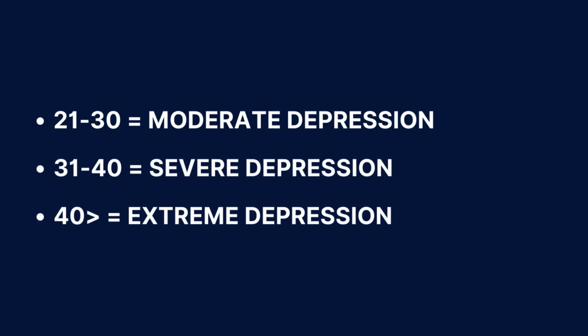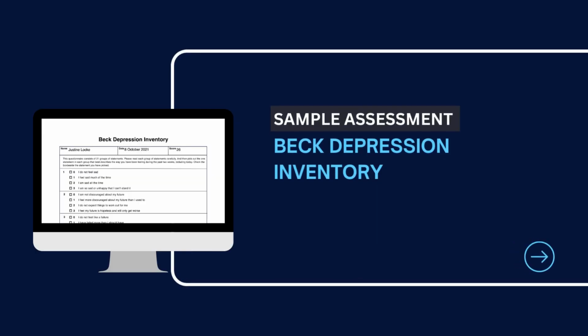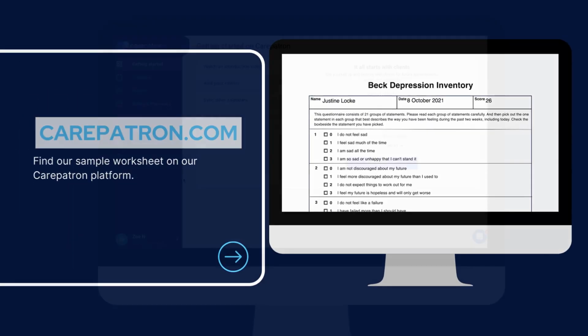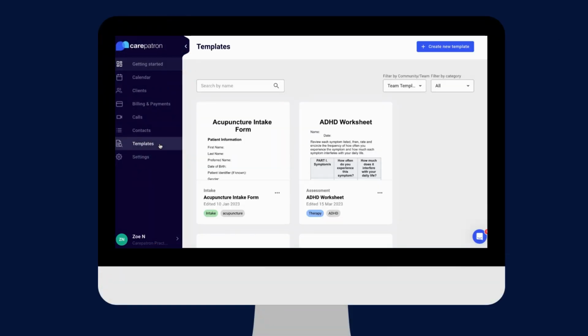Here's an example of a Beck Depression Inventory from our Carepatron platform. To find our Beck Depression Inventory, go to our Carepatron platform or click on the link in the description. In our template section, we have a variety of templates and worksheets for you to use with your patients. You can filter or type in the keywords to find the worksheet.